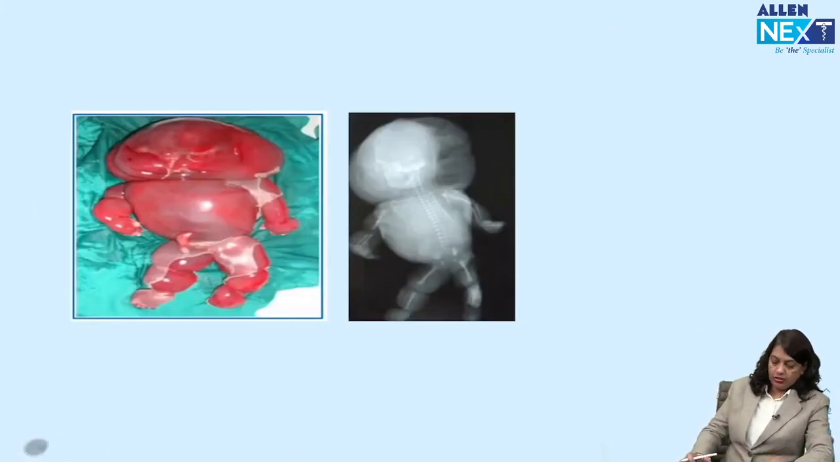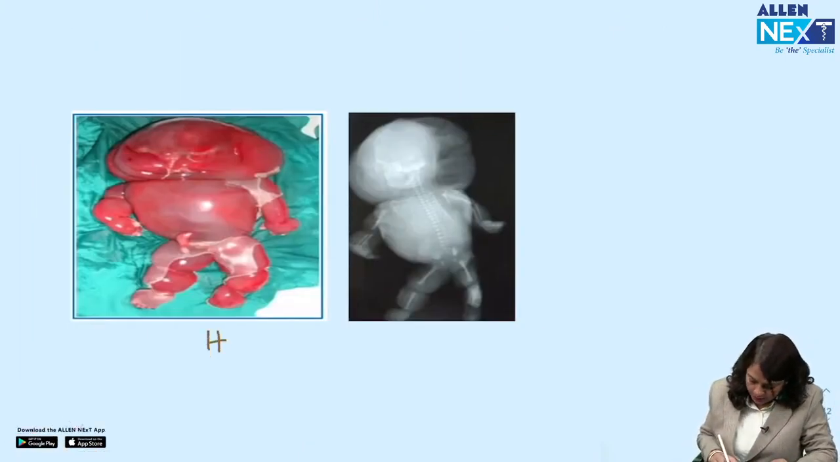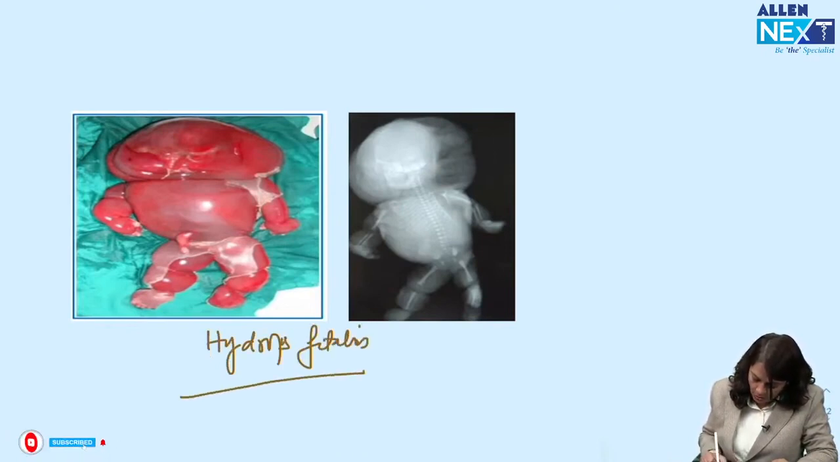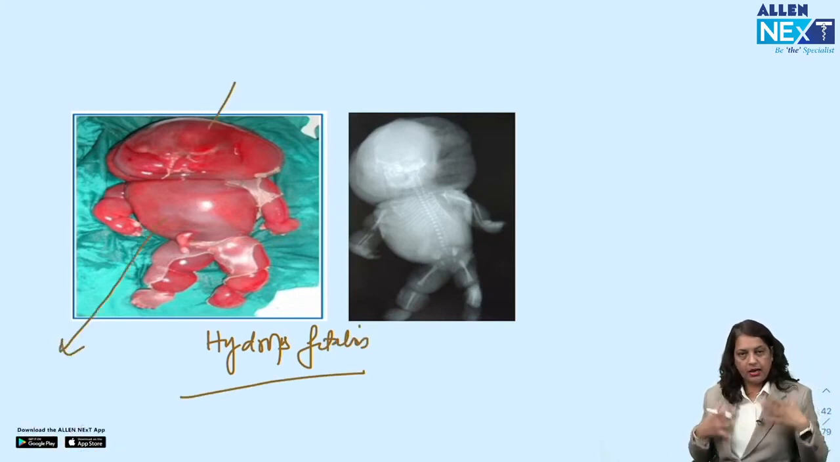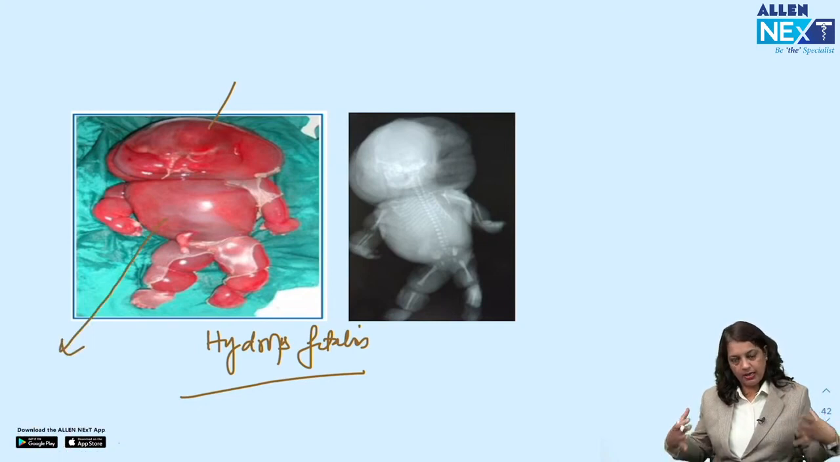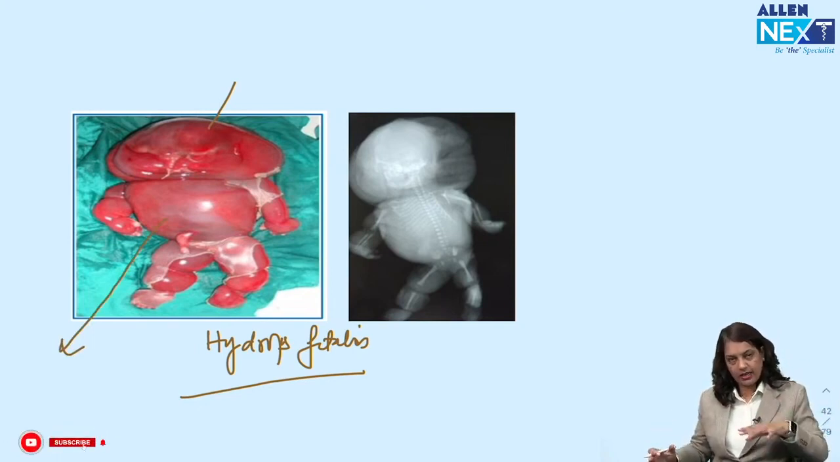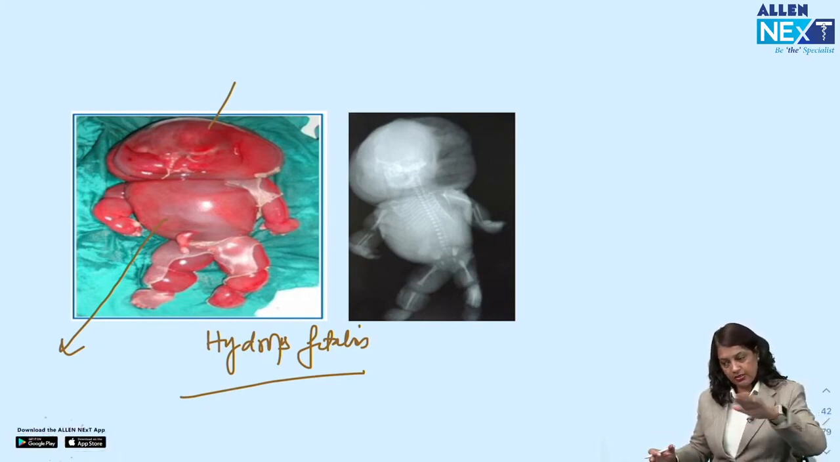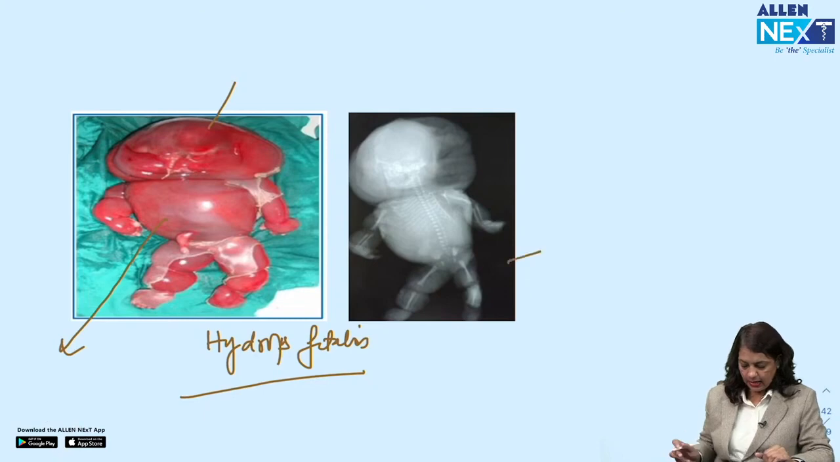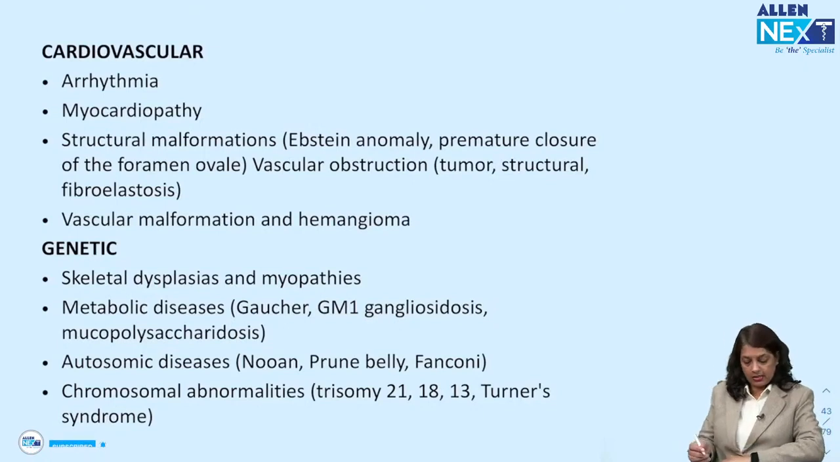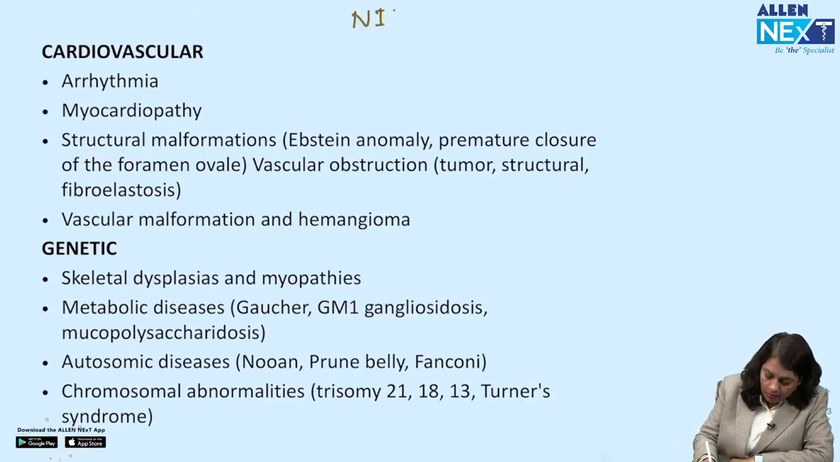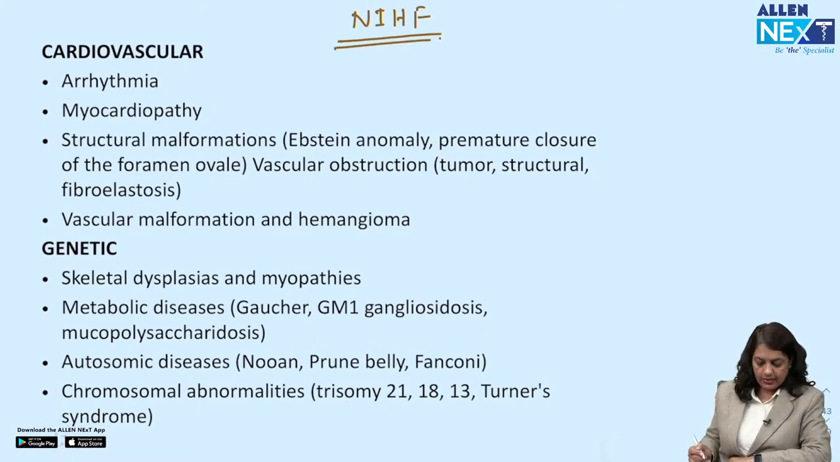ठीक है. So this is hydrops fetalis. The fetus is born. You can see there is generalized anasarca, there is hepatosplenomegaly, there is ascites, all this, and this is because of infection there is bone marrow suppression, so there is hydrops fetalis, and this is the X-ray of hydrops fetalis. Now these are some of the causes for non-immune hydrops fetalis.